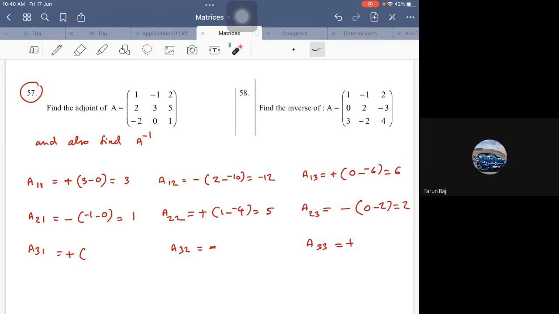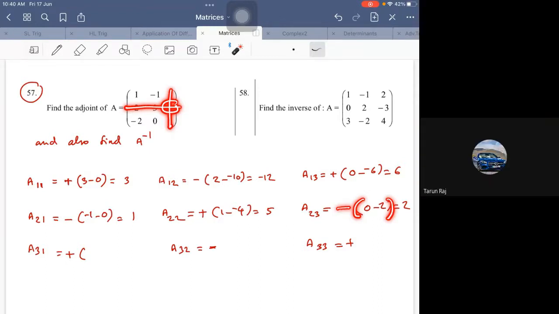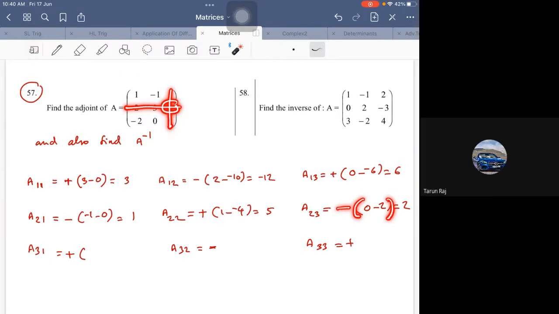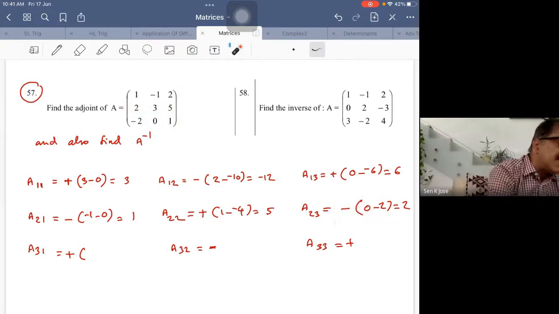Sir, wouldn't A23 be minus 2? Let's do it again. It's minus here, then the minor of that element. I put a minus sign, then the minor of this element. Delete the row and the column, cross multiply, and you tell me what do I get inside? It will be 0 minus of minus 2. No, 0 minus 2 only. Okay, sir. Right, because minus 1 into minus 2 is 2. So minus and minus will make it plus 2. That's correct actually. Okay, sir.